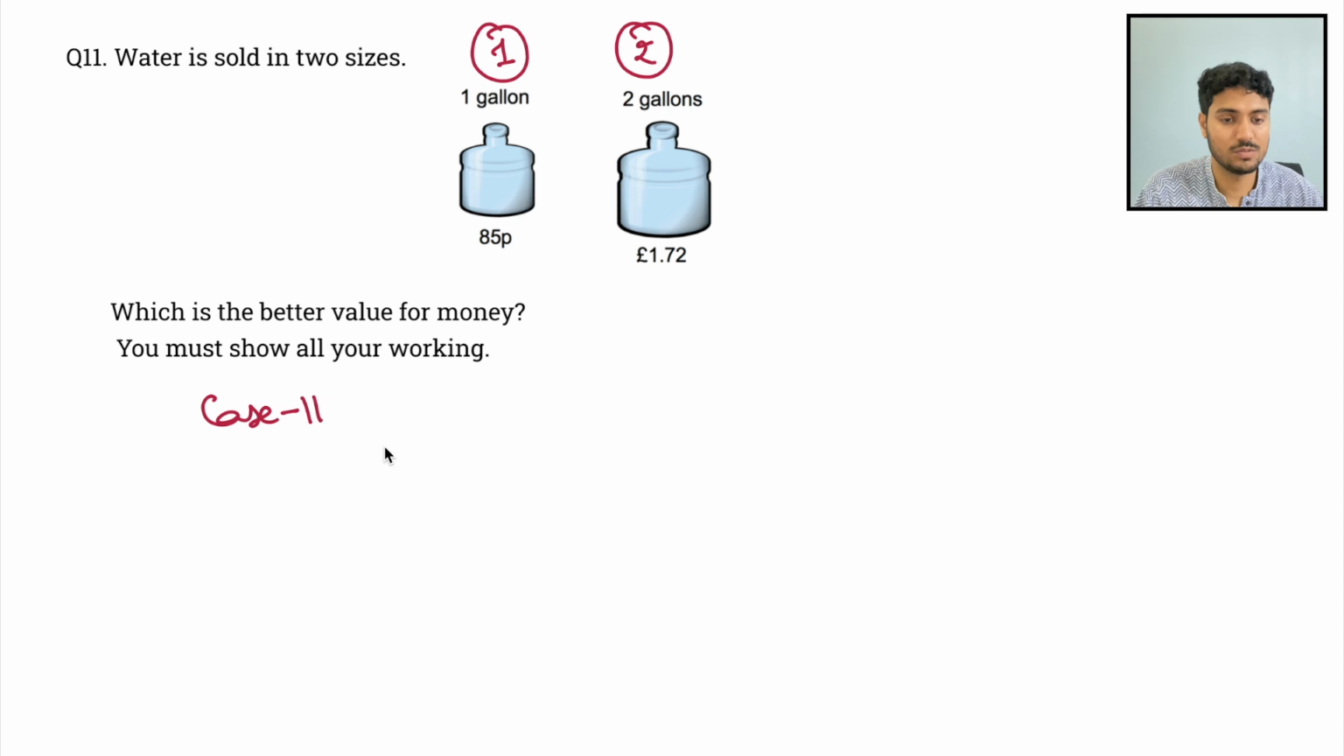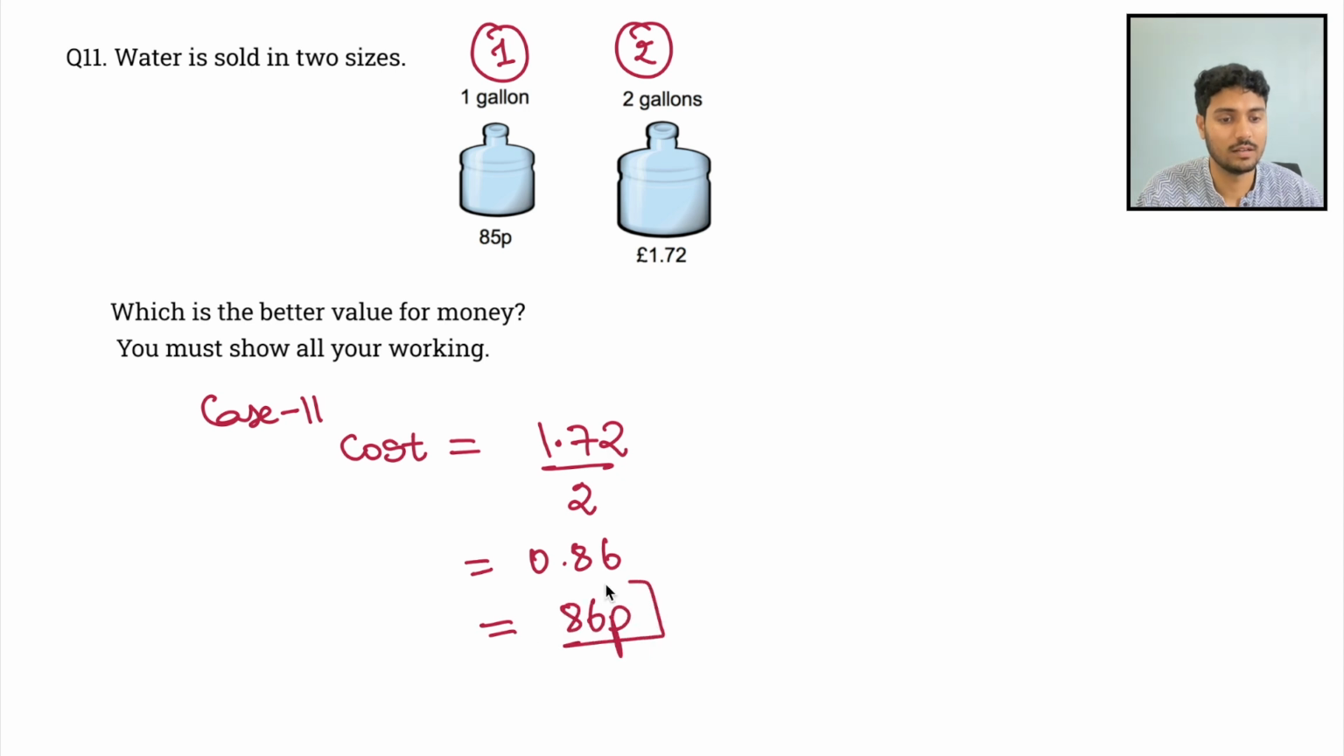So for the second case, we have 2 gallons price. So cost of 1 gallon is going to be the price, which is 1.72 divided by 2. 1.72 divided by 2 is how much? 1.72 divided by 2 is 0.86. 0.86 pounds. That means 86p, right? Because this was 1.72 pounds. So this is 0.86 pounds, that is 86p.